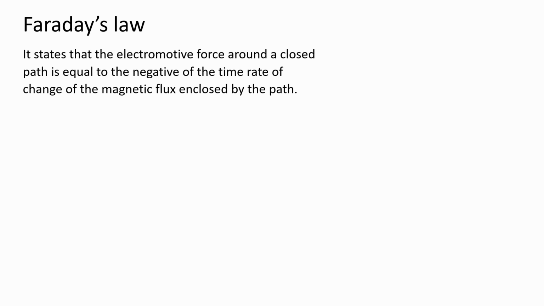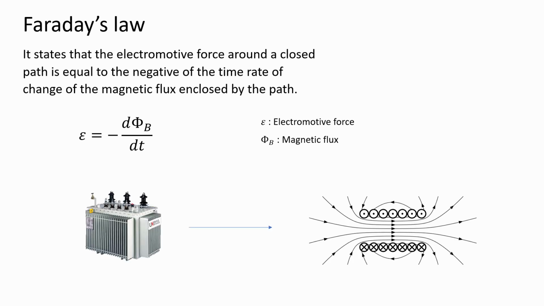So what does this law state? It states that the electromotive force around a closed path is equal to the negative of the time rate of change of the magnetic flux enclosed by the path. The electromotive force is indicated with epsilon, meanwhile the magnetic flux with phi. This law is the basis of the operation for transformers, inductors, and a lot of electrical motors.